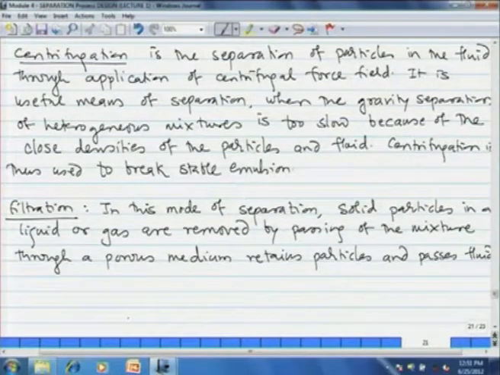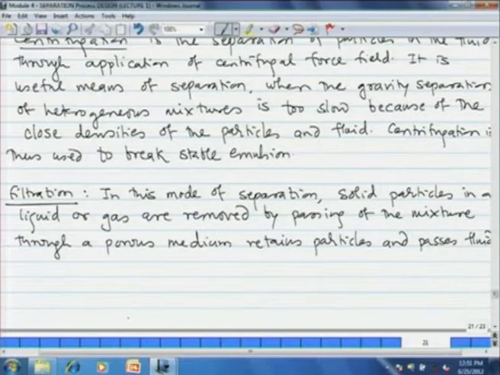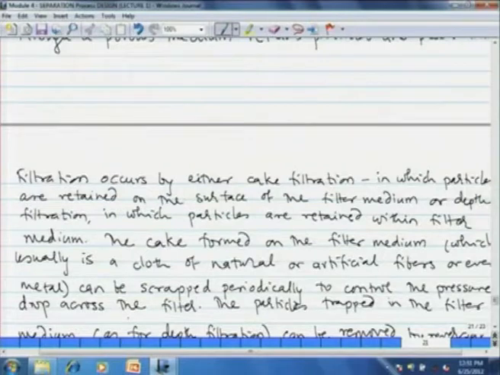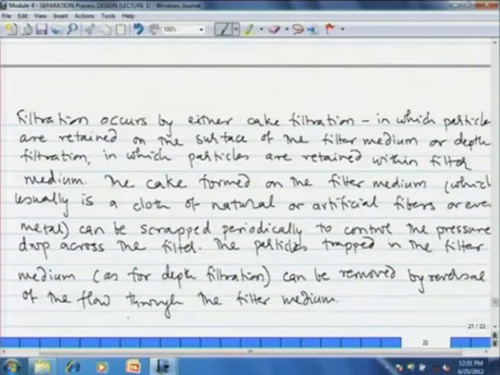Filtration, again it is a sort of membrane process, but it is not for as small particles as being used for a membrane. These are for macroscopic particles. In this mode of separation, the solid particles in liquid or gas are removed by passing the mixture through a porous medium that retains solid particles and passes the fluid. The filtration occurs by either cake filtration, in which the particles are retained on the surface of the filter medium, or depth filtration, in which the particles are retained within the filter medium. The cake formed on the filter medium as the filtration proceeds, okay, it offers additional resistance to the fluid flow.